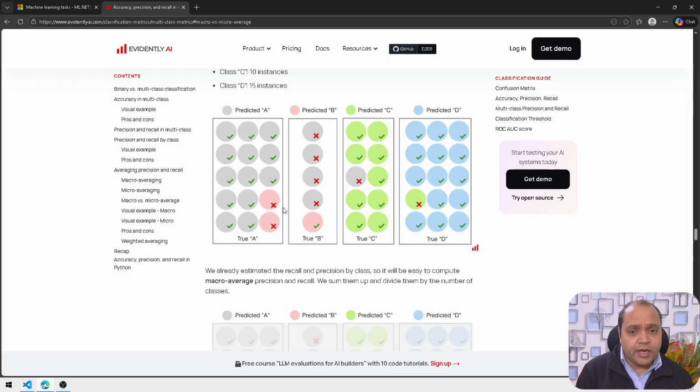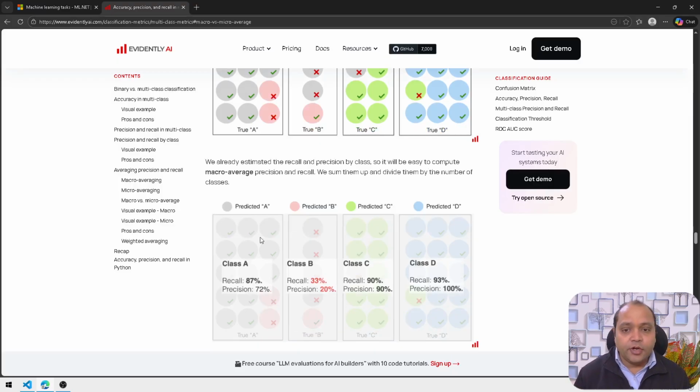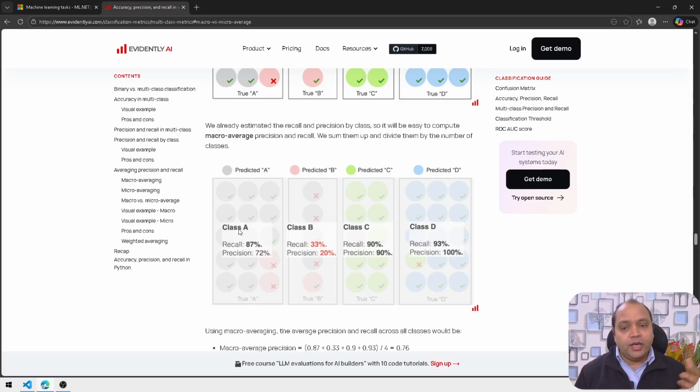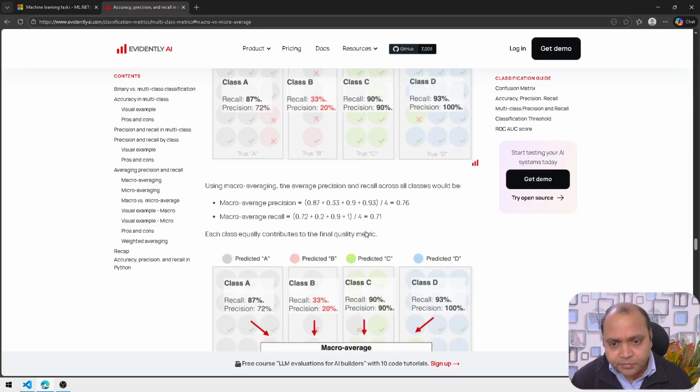You have four classes, A, B, C, D. For class A, how many true positives were predicted, and how many false predictions were made. Once this prediction is done, for the macro level you need to calculate the recall and precision for each class individually. So class-wise recall and precision are calculated, and then the overall average is given to us. This is called the mean, the averaging of all the classes for precision and recall.